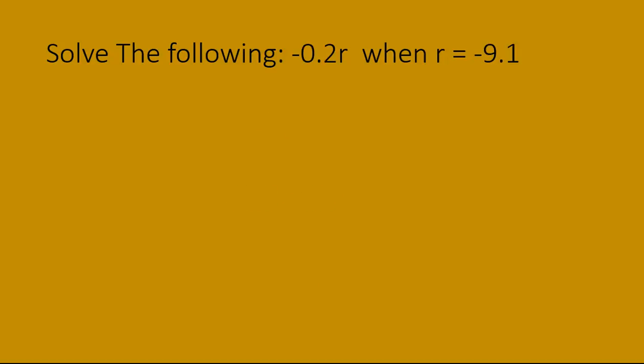We're going to try another one like this. -0.2r when r is equal to -9.1. Our first step will be to substitute -9.1 in for r. This gives you a negative times a negative, and that will be a positive result. Remember, a negative negative is a result of a positive. It's like the robber leaving, right? That's a negative negative, and the end result's a good thing.